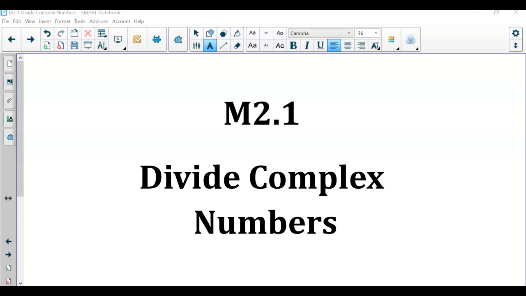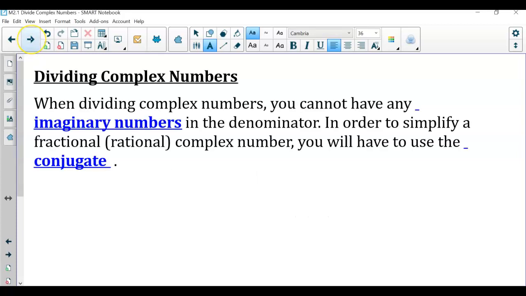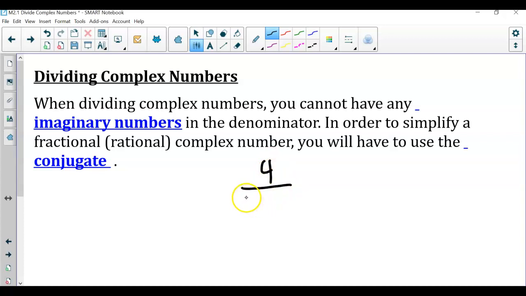In this video, I'll be going over how to divide our complex numbers. So here when dividing, we just have to make sure, guys, that you can never have an imaginary number in the denominator. For example, let's say we're dividing 4 by 3 plus 2i. We cannot divide this out and then keep that imaginary number here in the denominator.